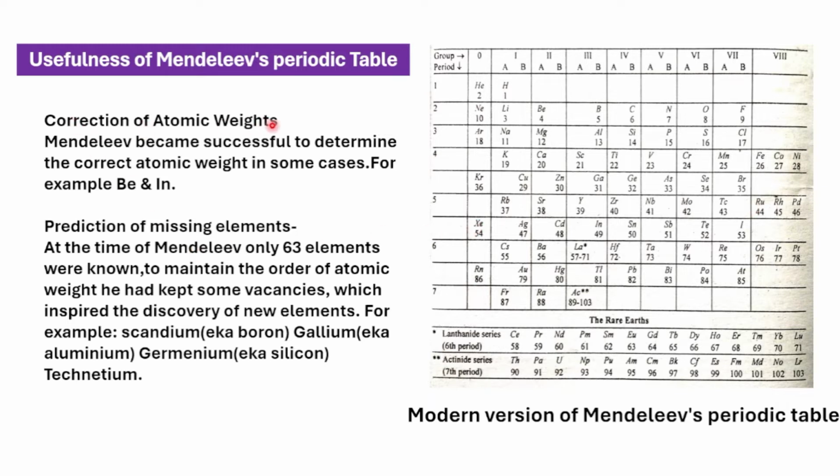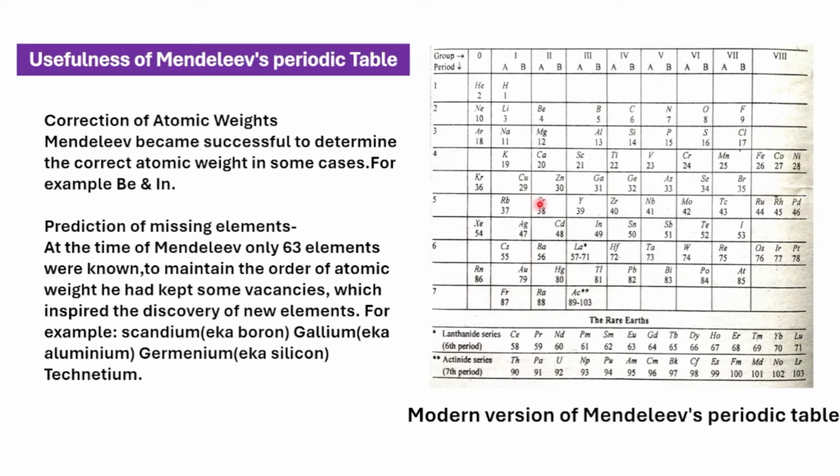Now, corrections of atomic weights were done, and Mendeleev became successful in determining the correct atomic weight in some cases. For example, beryllium and indium. At the time when they were doing this research, there were some issues with the correct or precise measurement of atomic weights.